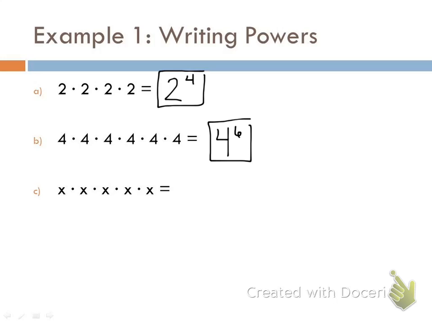And then with letter C, now here we have a variable. It's no different though. I just count how many times the variable is multiplied by itself and I raise it to that power. So I have x multiplied by itself 5 times, so it would be x to the 5th power.